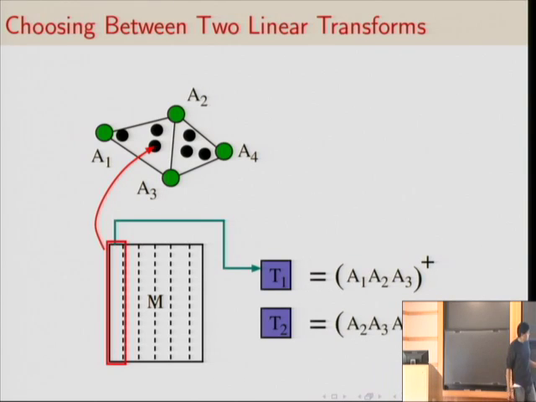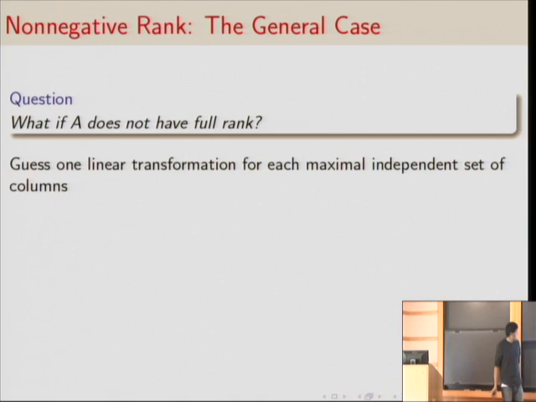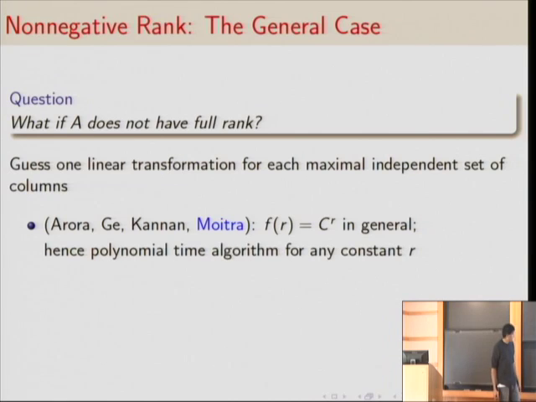So it turns out that the choice function of which of these linear transformations to use, we can also show can be encoded as a system of polynomial equations. And all of this together gives us a way of reducing the number of variables down to a function of just r. In fact, the number of variables will be dominated by how many different linear transformations we can have. So we might need exponentially many in r, but it'll still be finite for any fixed r. So in this way, we get a polynomial time algorithm for every constant r.